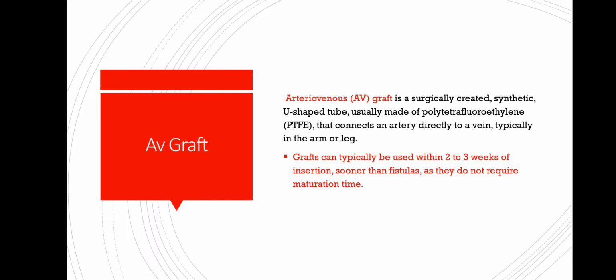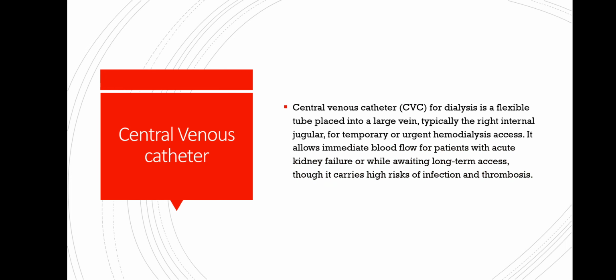Then we'll discuss about arteriovenous graft. Arteriovenous graft is a surgically created synthetic U-shaped tube. It is usually made up of polytetrafluoroethylene that connects an artery directly to a vein, typically in the arm or leg. Grafts can typically be used within 2 to 3 weeks of insertion, sooner than fistula as they do not require maturation time.